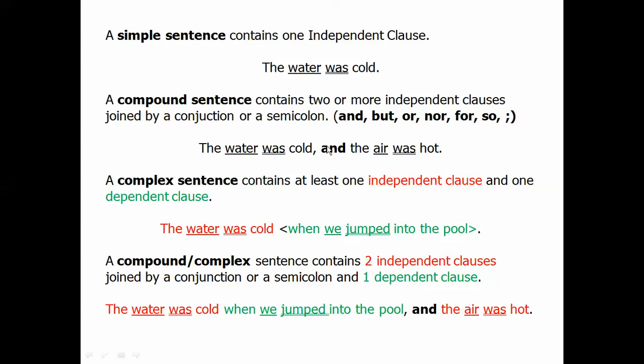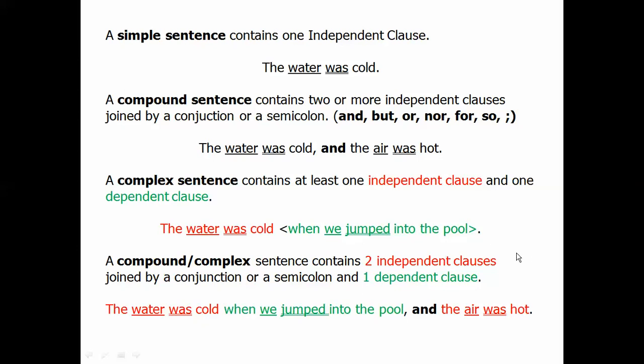A complex sentence contains at least one independent clause and one dependent clause. The water was cold is an independent clause. It makes sense by itself. When we jumped into the pool is an adverb clause that does not make sense by itself. So we have one independent clause and one dependent clause. Of course, there could be more, but there has to be at least one of each.